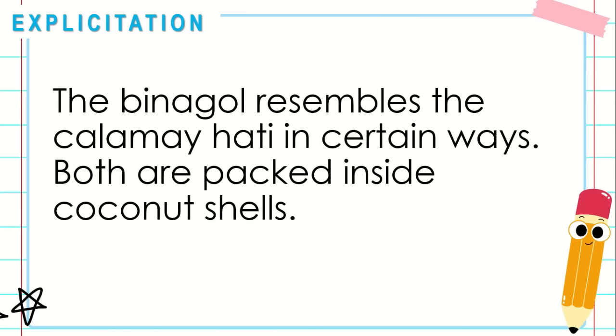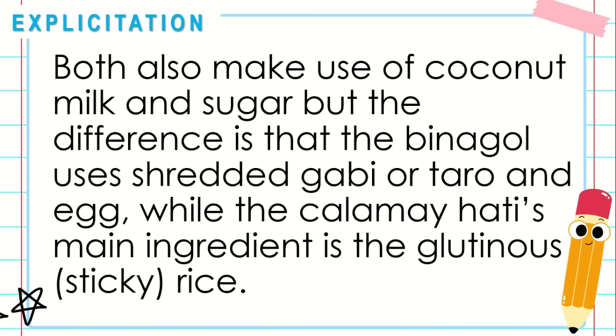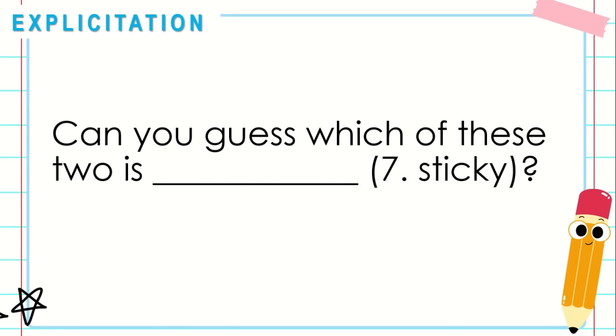The binagol resembles the calamay hati in certain ways. Both are packed inside coconut shells. Both also make use of coconut milk and sugar, but the difference is that the binagol uses shredded gabi or taro and egg, while the calamay hati's main ingredient is the glutinous or sticky rice. Can you guess which of these two is blank, sticky?